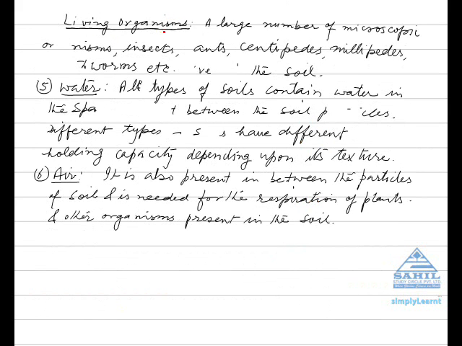Number 4. Living organisms. A large number of microscopic organisms, insects, ants, centipedes, millipedes, earthworms, etc. live in the soil. Number 5. Water. All types of soil contain water in the spaces present in between the soil particles. Different types of soils.